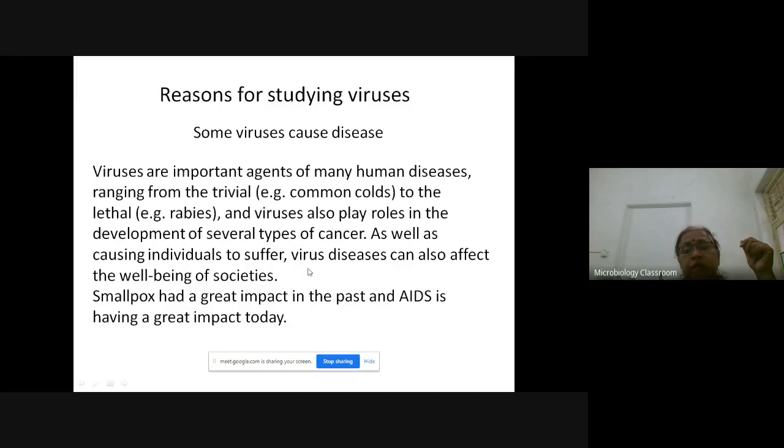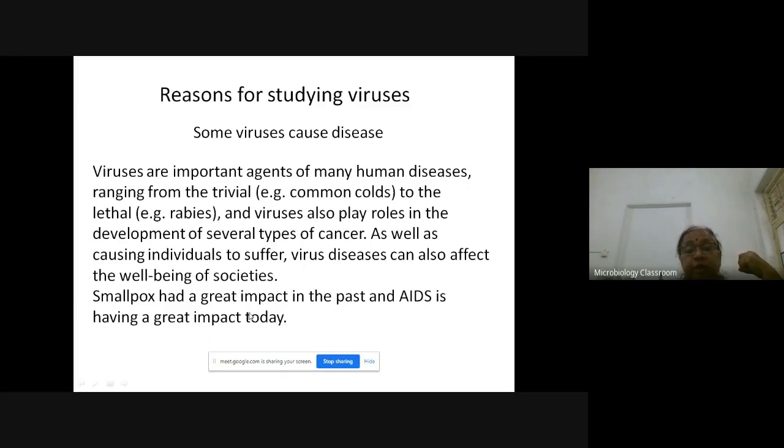So virus diseases affect the well-being of the society. Today's disease COVID-19 is a good example of the threat that is being caused by a virus in the society. Threat of to be or not to be, threat of death of the individuals infected by this disease. So this is definitely not the well-being of the society.